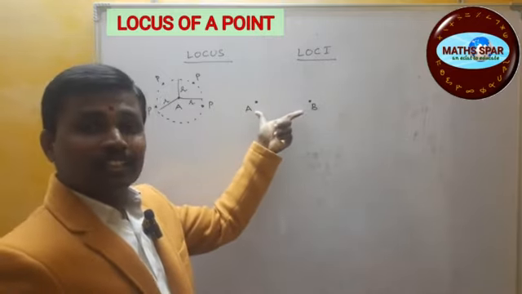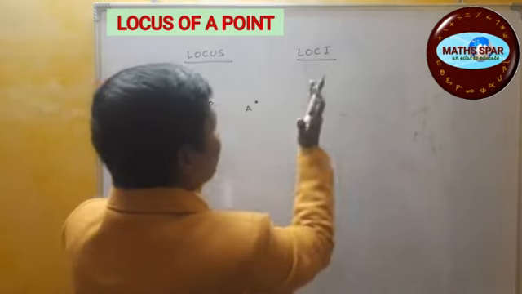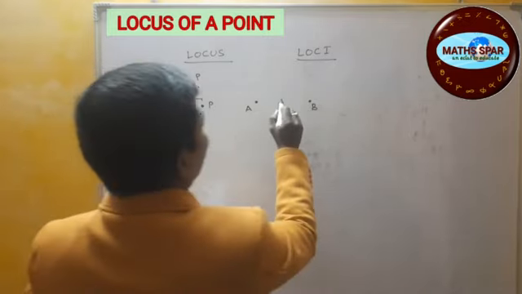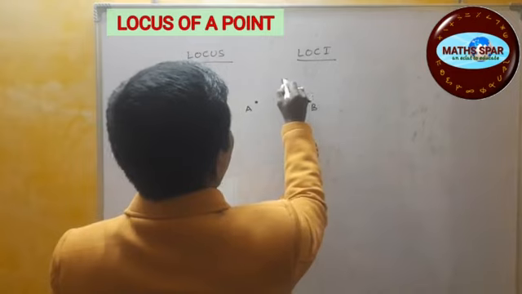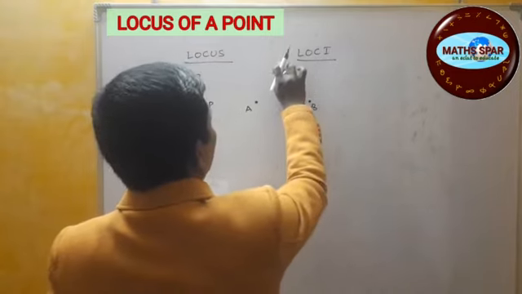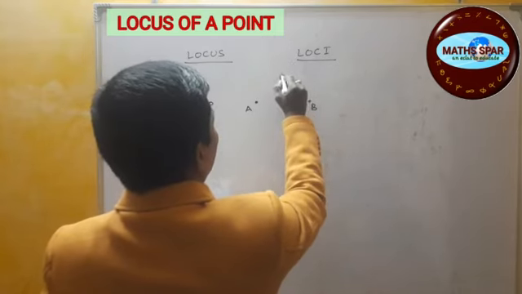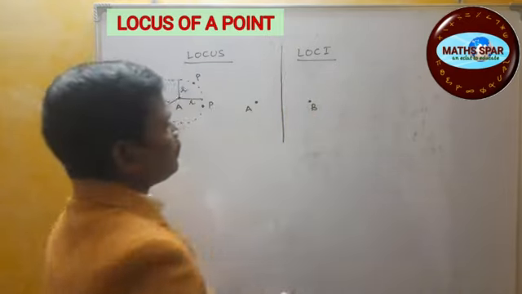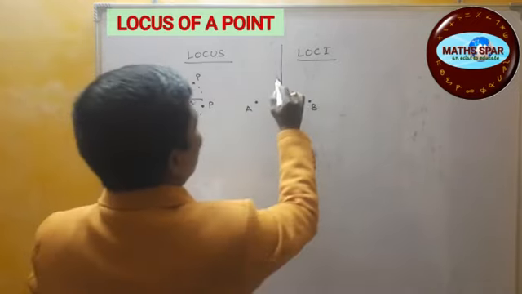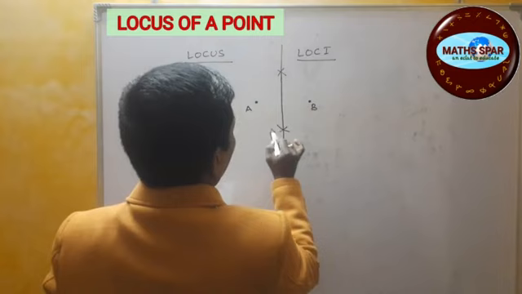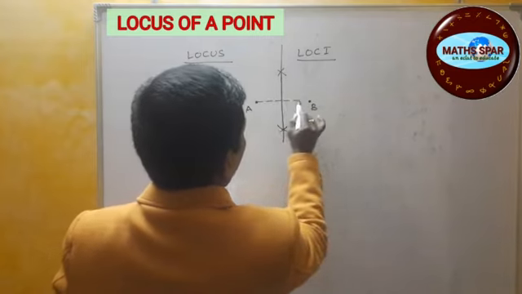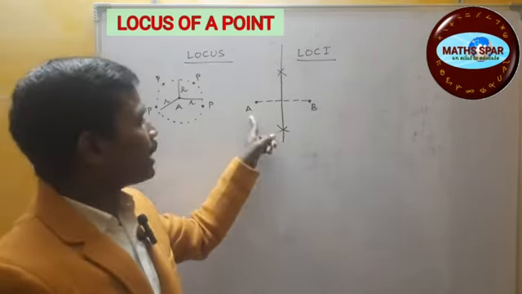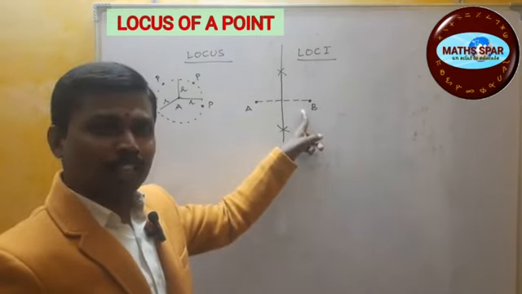Locus of a point equidistant from these two points. Equidistance means where should the point be? The point can be here, the point can be here, the point can be here, the point can be here. So we can draw a line segment like this, which is the perpendicular bisector of the line segment formed by joining these two fixed points.